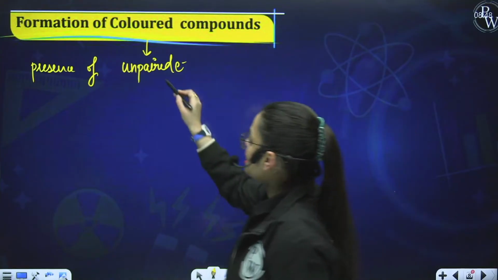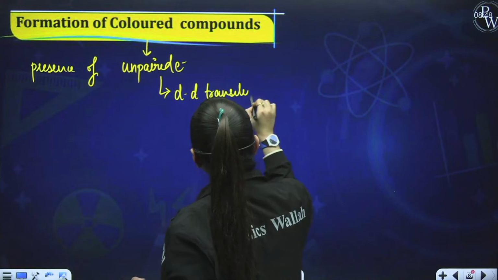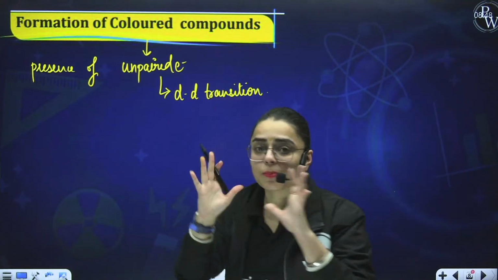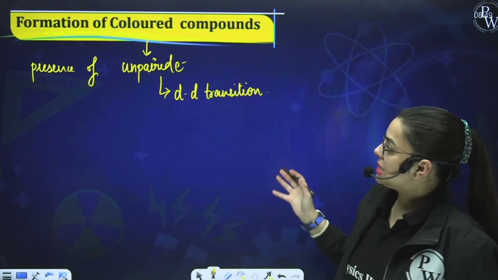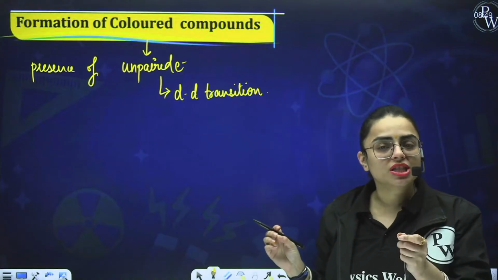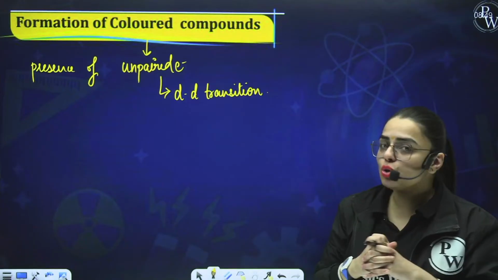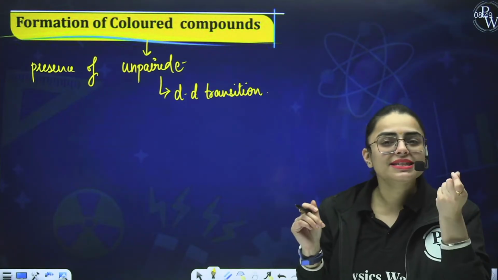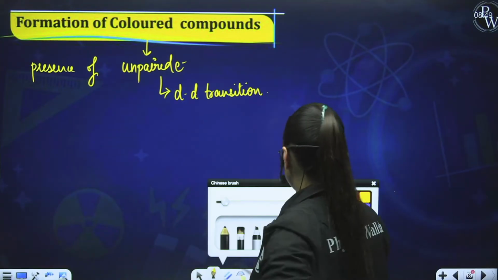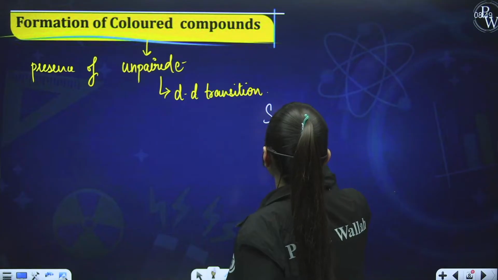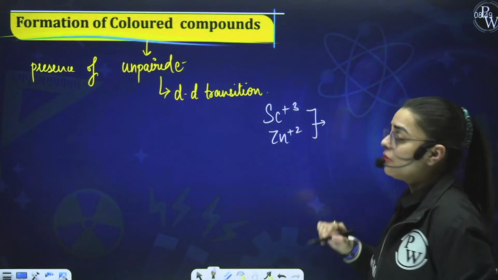Now, why will it show color? Because they can show d-d transition. The ones in which the d subshell is completely filled won't show any kind of transition, hence they won't have any color. So basically, the presence of unpaired electrons is responsible for imparting colors, and this happens due to the d-d transition, right? Also, I want to state one thing. When scandium is present in +3 oxidation state and Zn is present in +2 oxidation state, both of them will show no color.